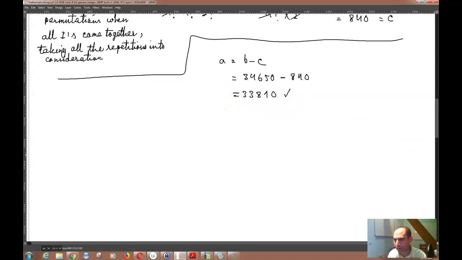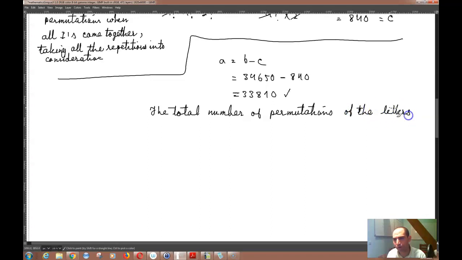Now, this is the total number of permutations of the letters of the word Mississippi, where basically all the I's do not come together.